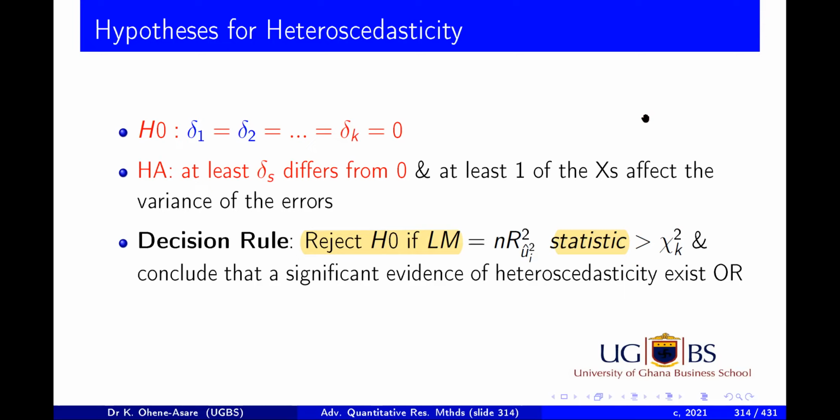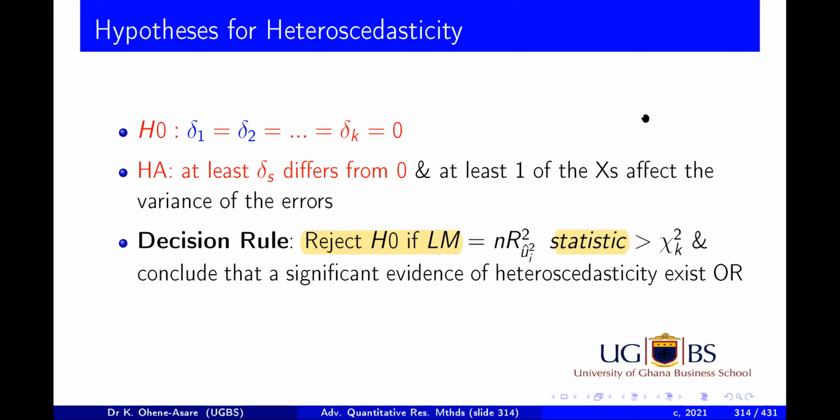Now, when you are rejecting the null hypothesis, what are you concluding? Well, basically, when you are rejecting the null hypothesis, what you are concluding is that there is significant evidence of heteroscedasticity.